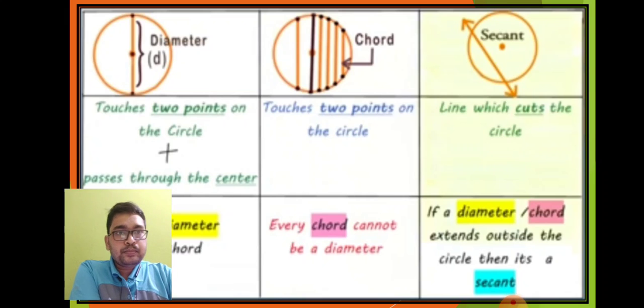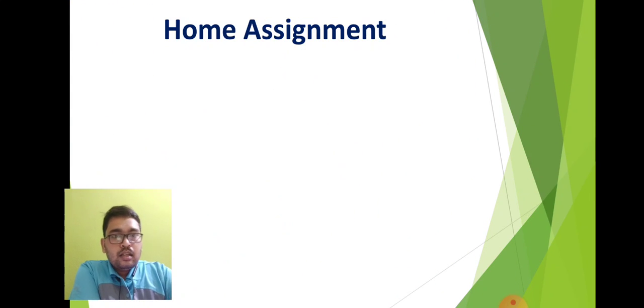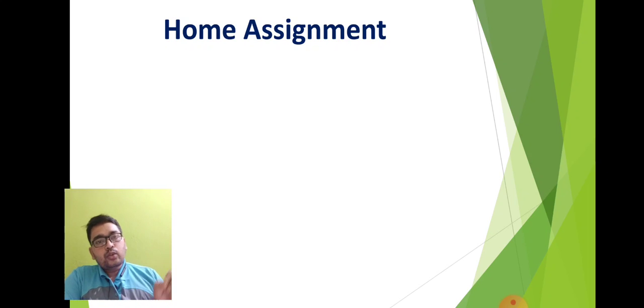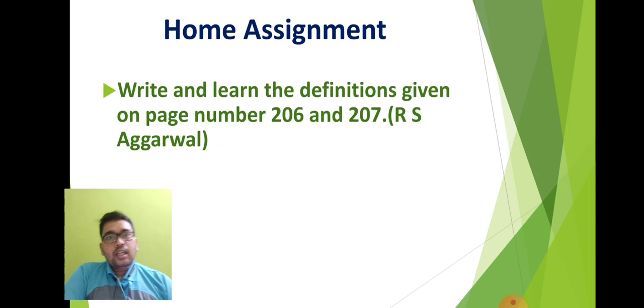Hope you have understood all the things. Now our class is going to come to an end. Today's homework: whatever topics I have explained today, you have to write in your copy and try to learn all the definitions very nicely, because these are the basic things. If you learn these basics, in the next class you will not have any problem. So the first homework is to write and learn the definitions given on page numbers 206 and 207 in the R.S. Agarwal book. All the definitions you will write in your copy and try to learn.